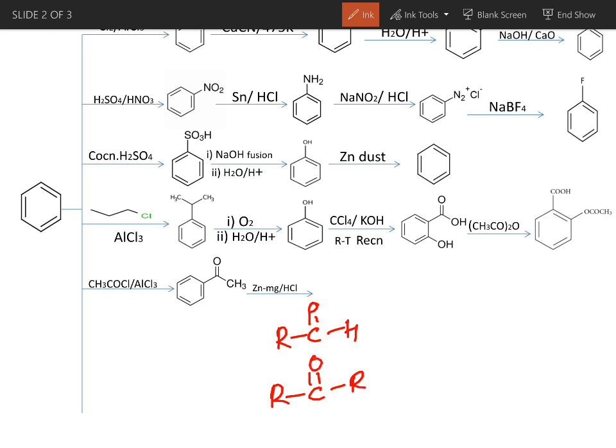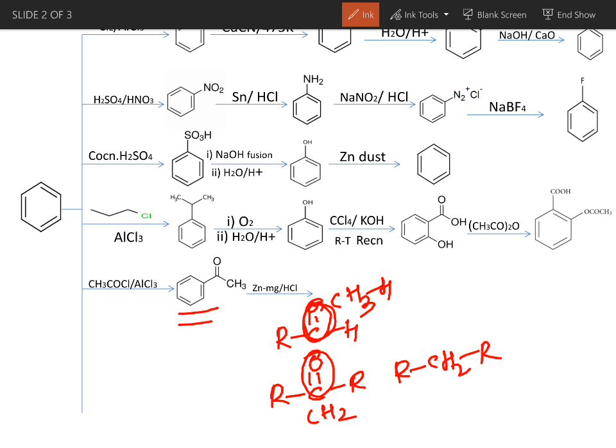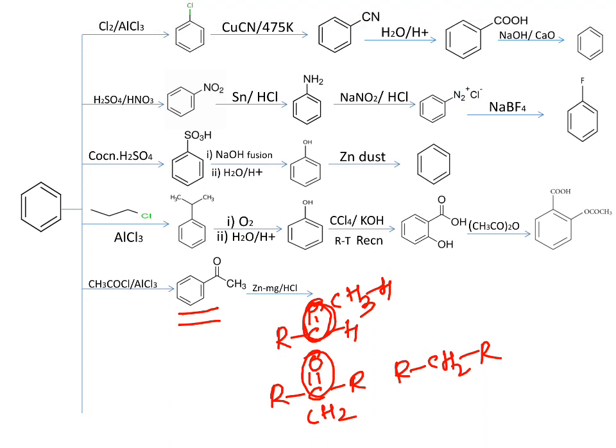That is, zinc amalgam and HCl will convert these carbonyl groups into a CH2 group. If it is an aldehyde, this carbon will become CH2 and here it is RCH3. If this is a ketone, it will become RCH2R. Here we have a ketone, that is acetophenone. When it is reacted with zinc amalgam, it will give a compound something like this, that is ethyl benzene.